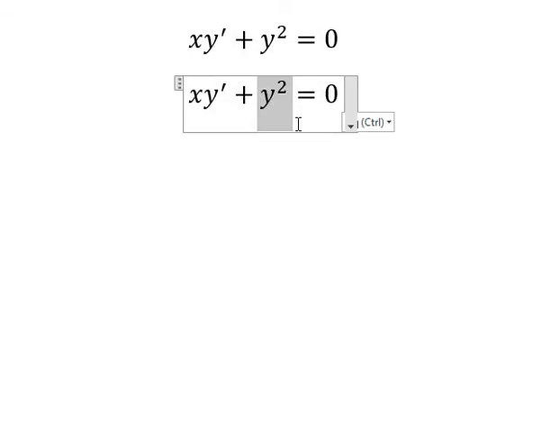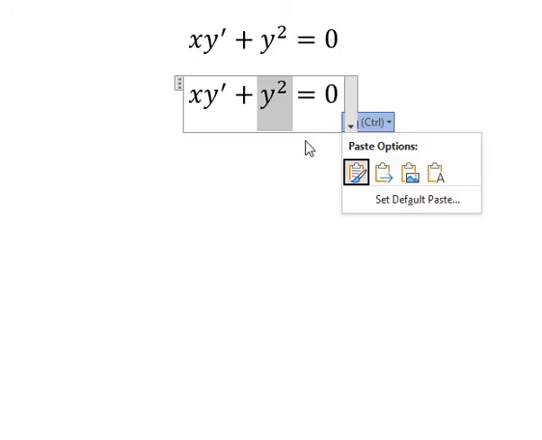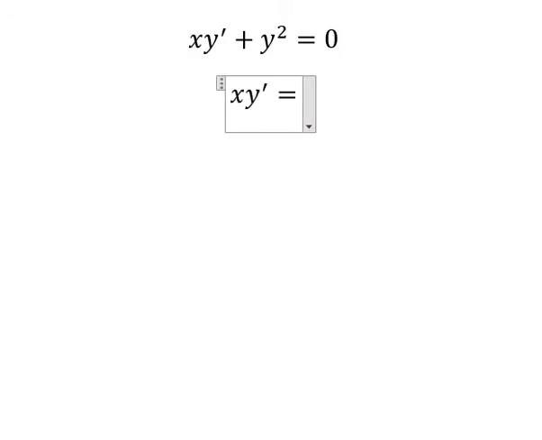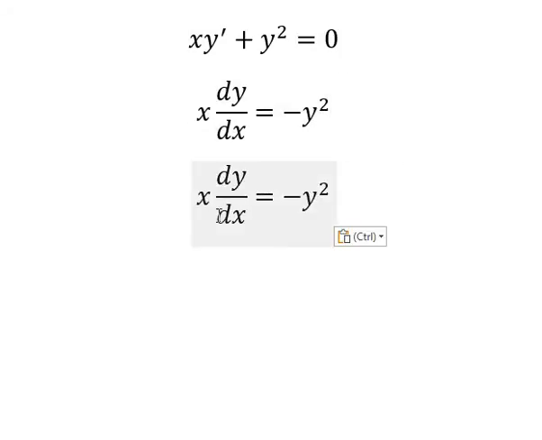So I will put this one to the right. This one will change by dy over dx. Next, the s and ds we put on the right, and y squared we put on the left.